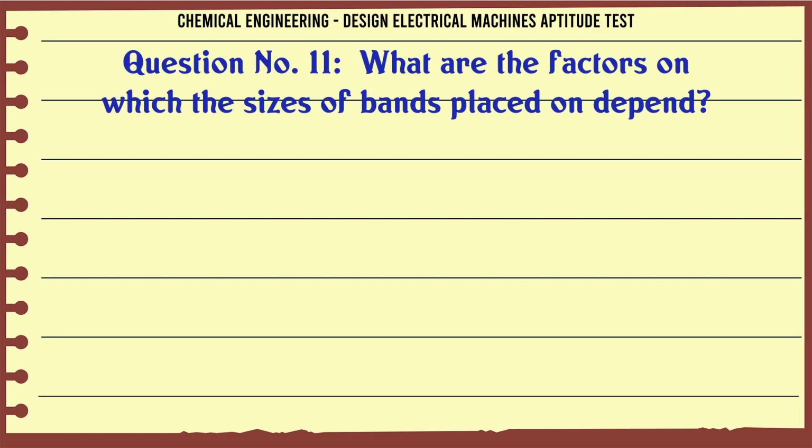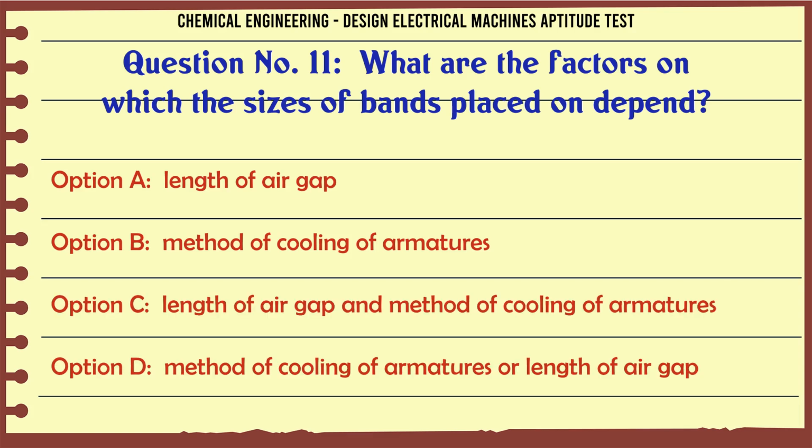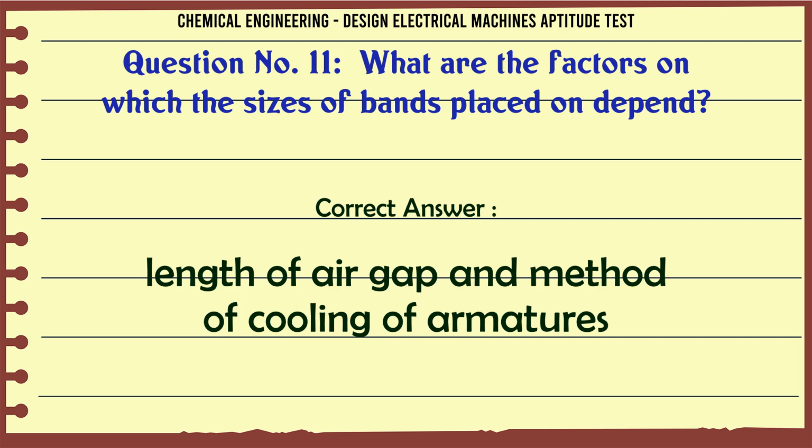What are the factors on which the sizes of bands placed depend? A. Length of air gap. B. Method of cooling of armatures. C. Length of air gap and method of cooling of armatures. D. Method of cooling of armatures or length of air gap. The correct answer is length of air gap and method of cooling of armatures.